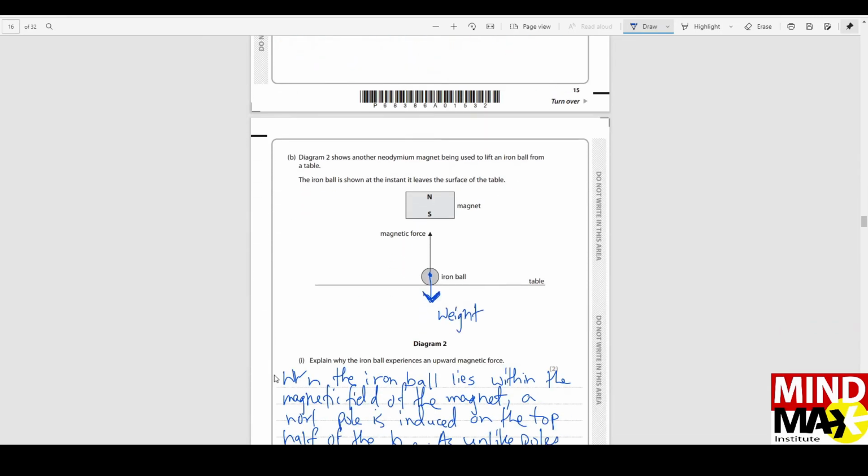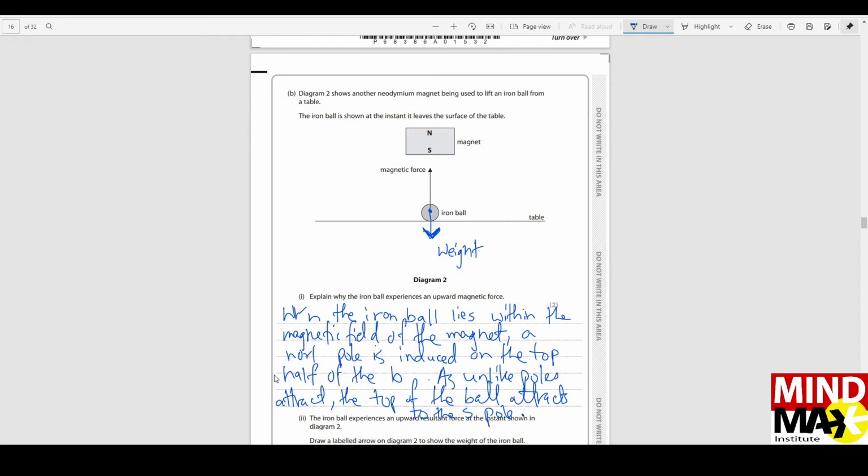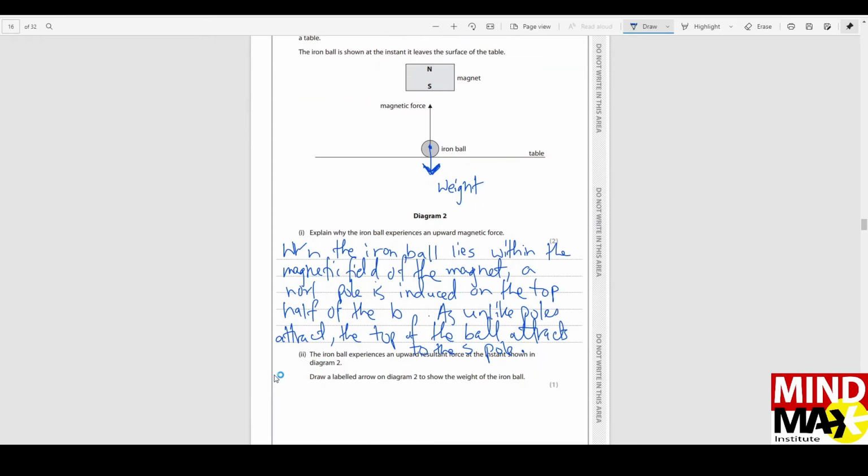Okay. And then they're asking us, explain why the iron ball experiences an upward magnetic force. So basically, the iron ball is a magnetic material, right? So when the iron ball lies within the magnetic field of the magnet, a north pole is induced on the top half of the ball. So on the top half of the ball, you'll get a north pole. Why? Because that's magnetic induction.